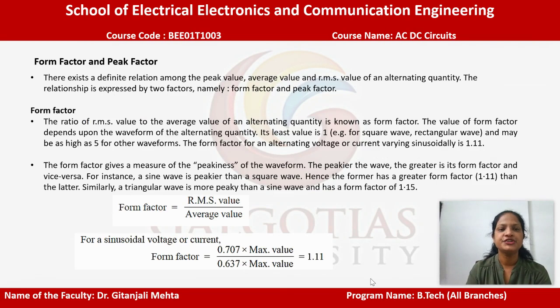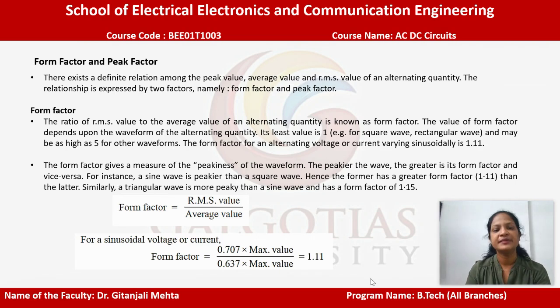There exists a definite relation among the peak value, the average value, and the RMS value of an alternating quantity. The relationship is expressed by two factors, namely form factor and peak factor. The ratio of RMS value to the average value of an alternating quantity is known as form factor. The value of form factor depends upon the waveform of the alternating quantity. Its least value is 1, for example, for square wave, rectangular wave, and may be as high as 5 for other waveforms. The form factor for an alternating voltage or current varying sinusoidally is 1.11.